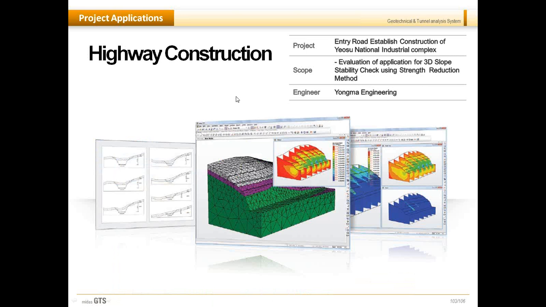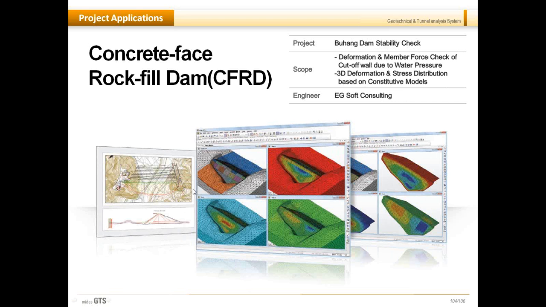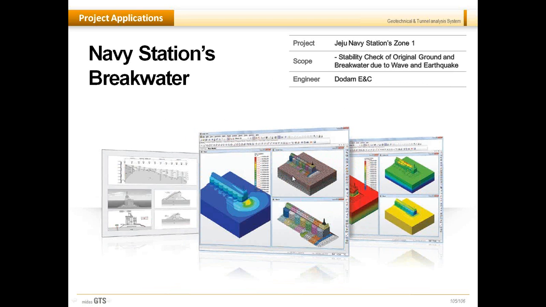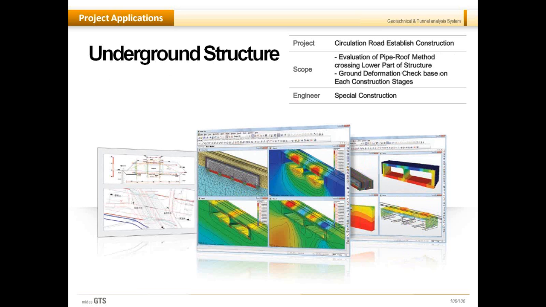Now the highway construction project. Concrete phase for the dam analysis to evaluate the water pressure. Navi station breakwater analysis to evaluate stability of the ground and the earthquake. And this is an underground structure project. So here the pipe-roof method crossing lower part was evaluated for the ground deformation check with each construction stage.